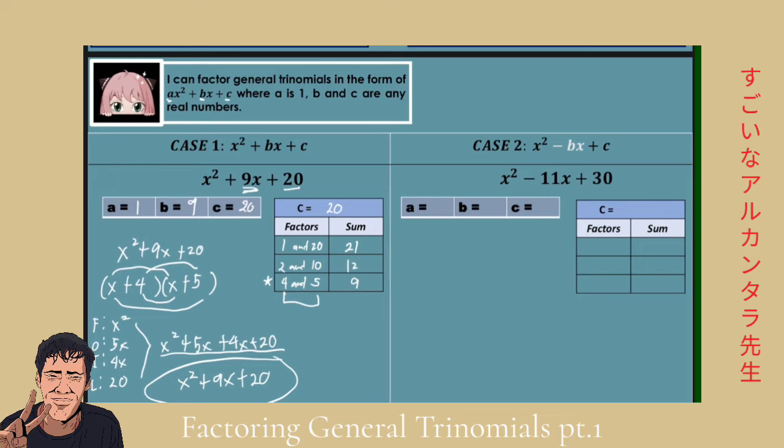So your A is 1 again. Your B is negative 11. Please do not forget the sign. And your C is the constant, which is 30.